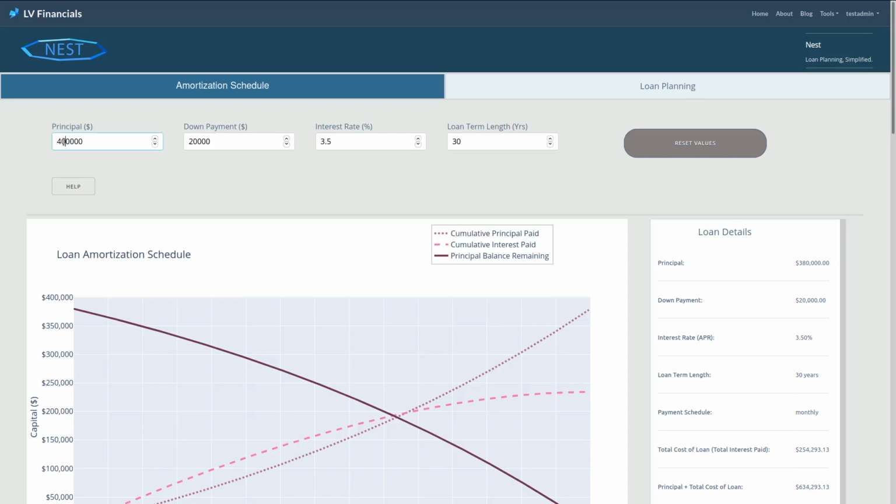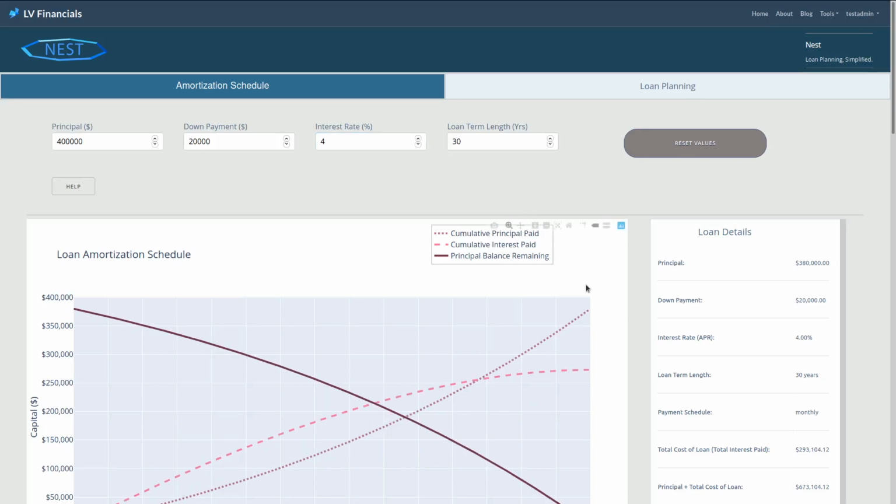For example, you could change the principal to $420,000, and this would help you figure out what might happen if housing prices increased, and then look back at the total cost of the loan, which has now gone up to $266,000. Or you could keep this at $400,000 and change the interest rate. Maybe you expect this to go up to 4%. Now when you look at the total cost of the loan, you can see that it has jumped to $293,000.